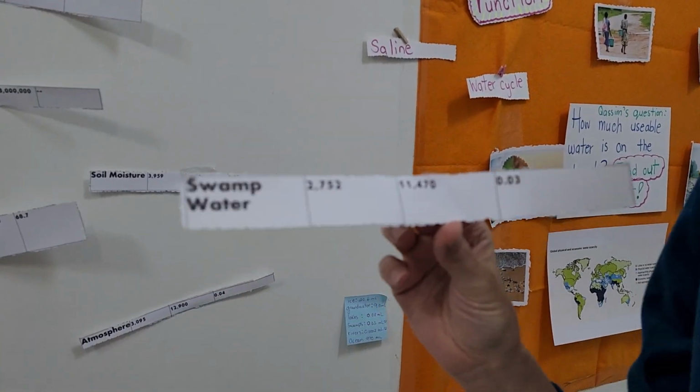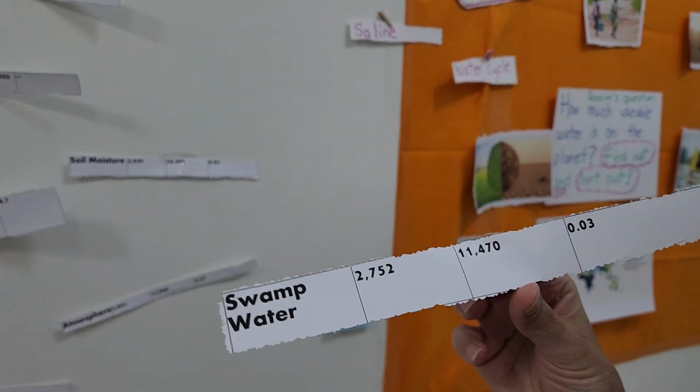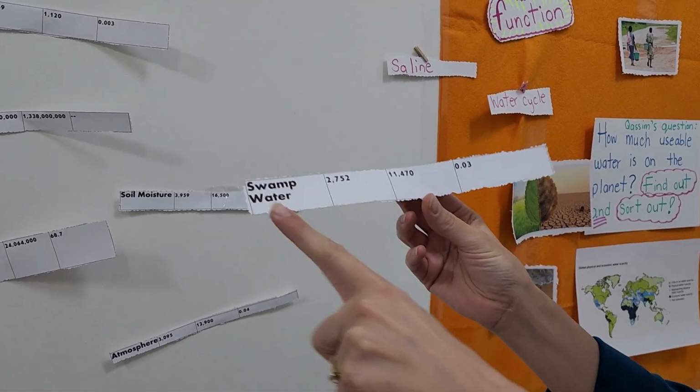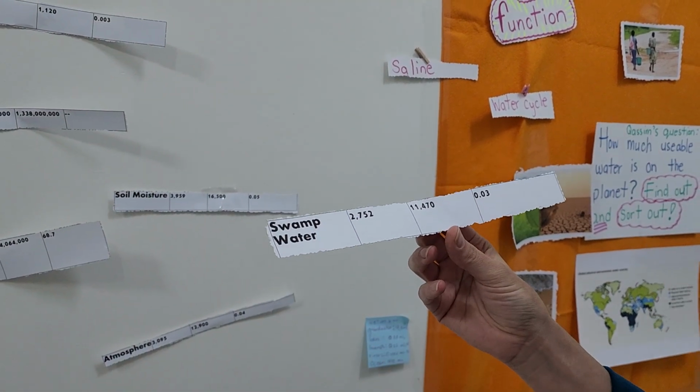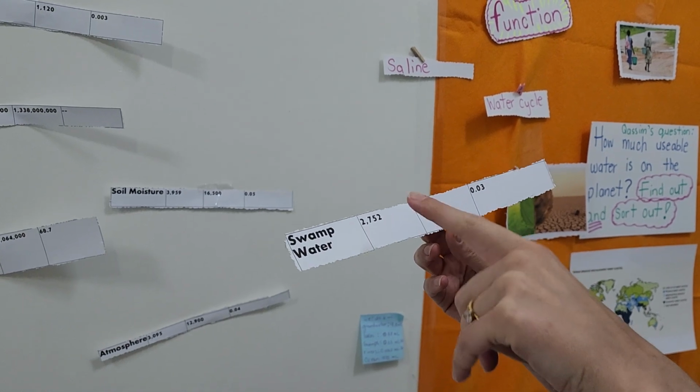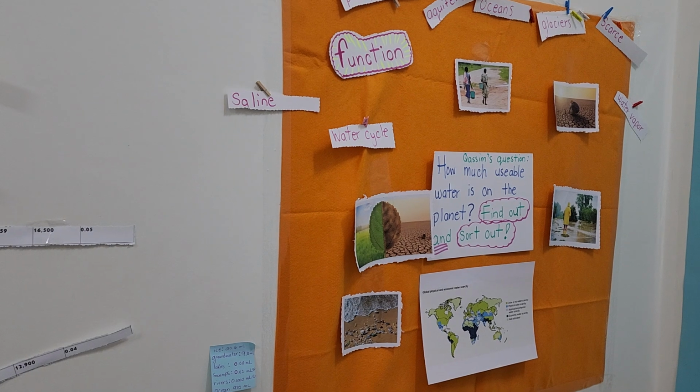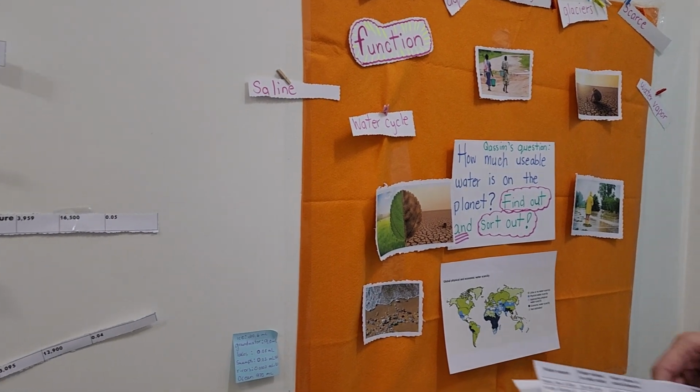So we're going to work on some ATL skills here. We talk about analysis. We analyze when we get to higher orders of thinking. So this says swamp water. I'll go around and discuss it with them. It has different numbers on it. Some of these numbers are quite big.